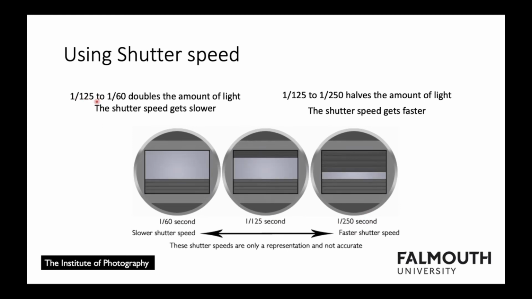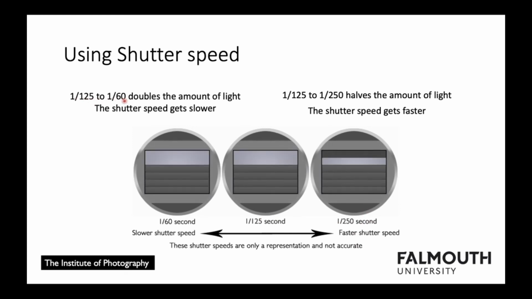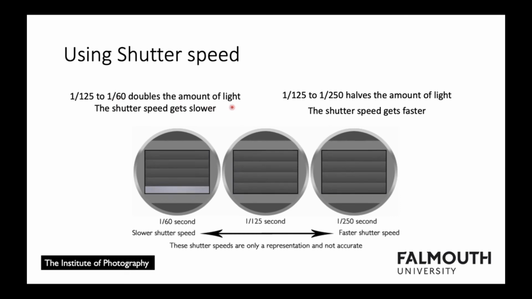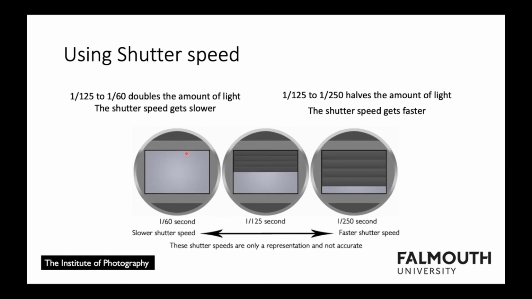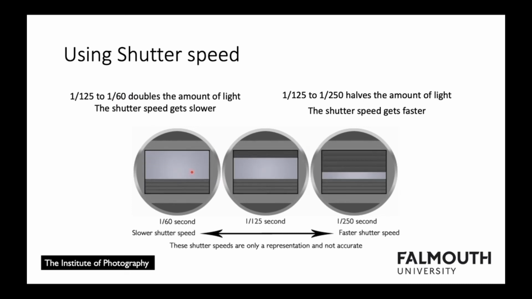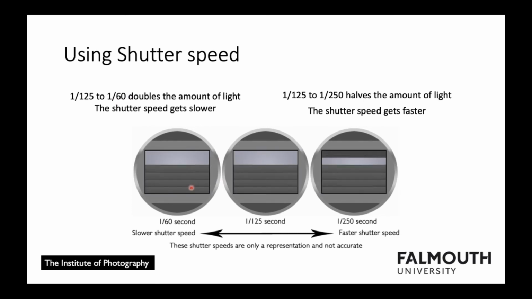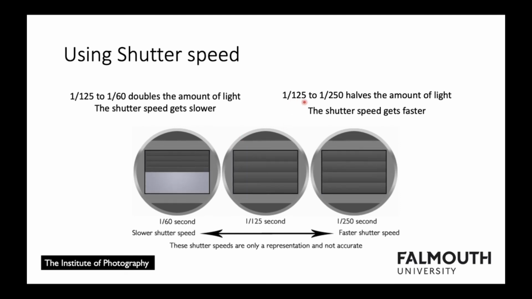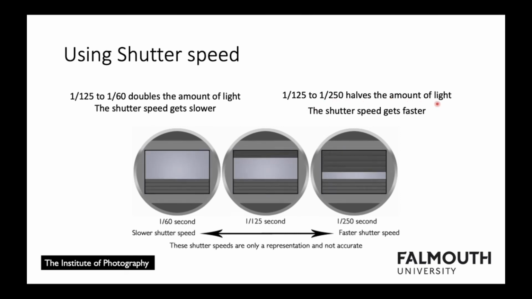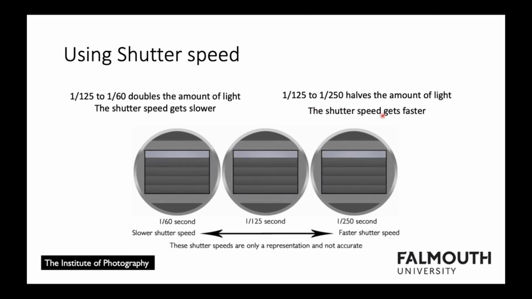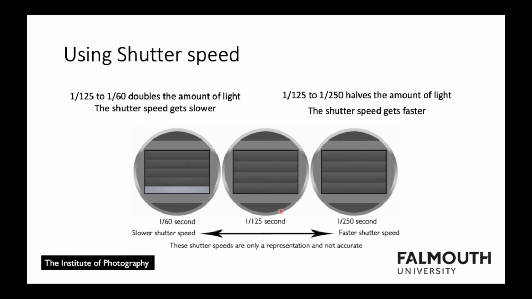If you have 125th of a second and you go to a 60th of a second, it doubles the amount of light. Look, there's 125th and a 60th. The sensor is seeing the light for a lot longer. Twice the amount. And if I go from 125th of a second to 250th of a second, it halves the amount of light because the shutter's getting faster. As you see, 125th, 250th, the sensor's getting a lot less light.